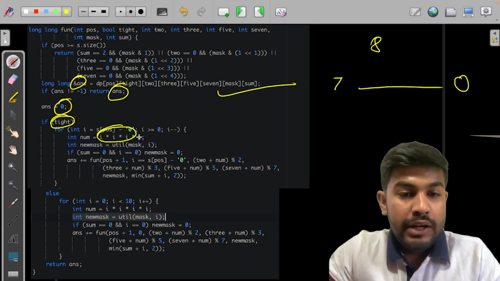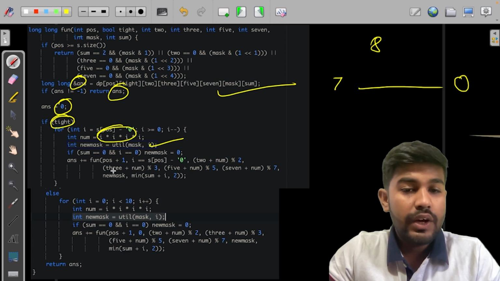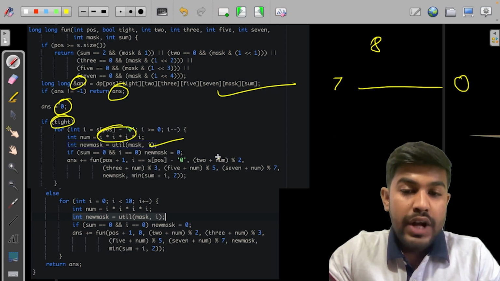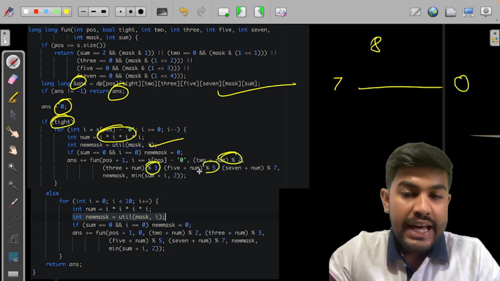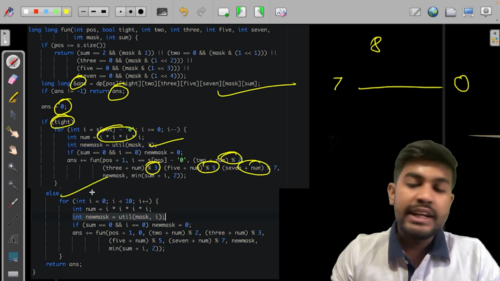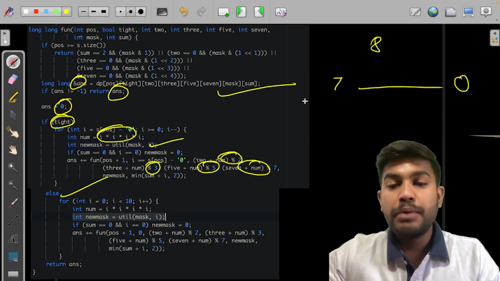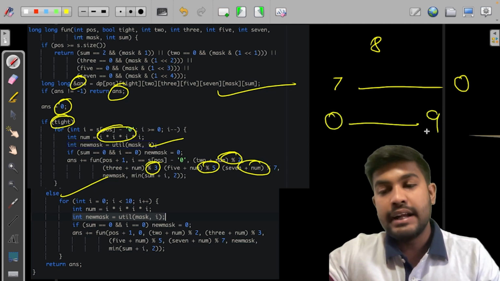So we would compute the number and mask it. We would talk about this util function after. Then we would take the mod of 3, 5 and 7. If it is not tight, then it is free to go in either direction. What we would do is compute the value from 0 till 9 itself.